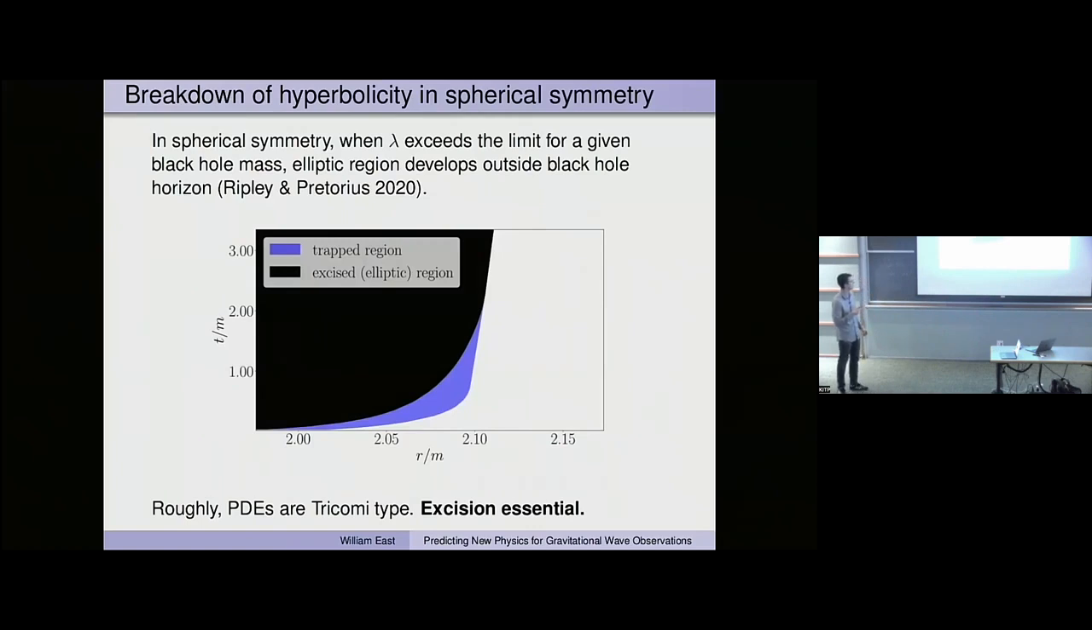Justin Ripley and Frans Pretorius actually a couple years ago looked at the hyperbolicity in the spherically symmetric case. For a given black hole mass, if you turn up the coupling too high, what they found happens is you get some elliptic region, that is where the hyperbolicity of the equations completely breaks down, and it starts inside the black hole horizon, where it doesn't hurt you. But then as you evolve forward in time, starting with a vacuum black hole, it actually hits the horizon and exceeds it, at which point you can't continue the calculation anymore. And for lower values of the coupling, you still get this elliptic region. It just stays inside the black hole horizon. So since you can't evolve these elliptic regions, excision, just like Jeffrey was mentioning in his talk, taking a part of your computational domain and not evolving the equations there, is essential to handling this.